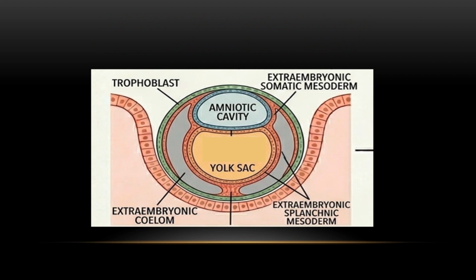The extraembryonic mesoderm has two parts: one that lies inside the cytotrophoblast and amnion, which is called the somatic mesoderm, and the second that lines the yolk sac, which is called the splanchnic mesoderm.